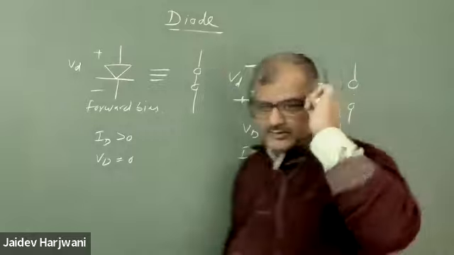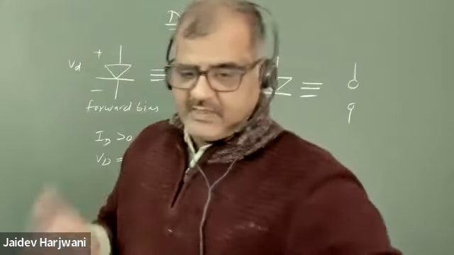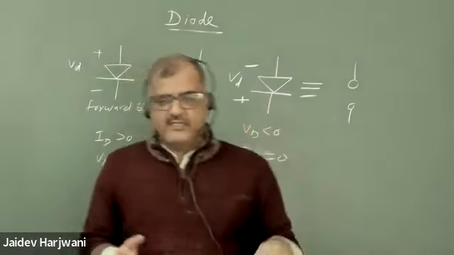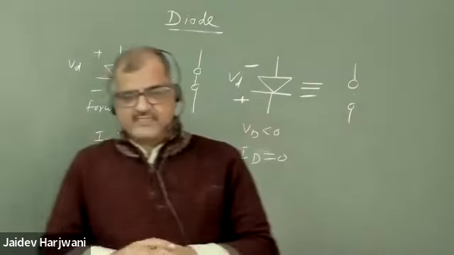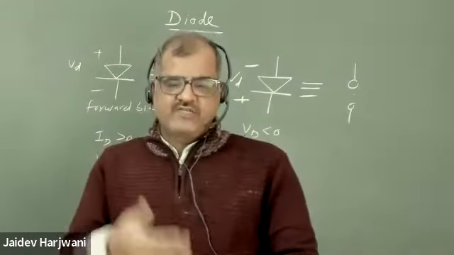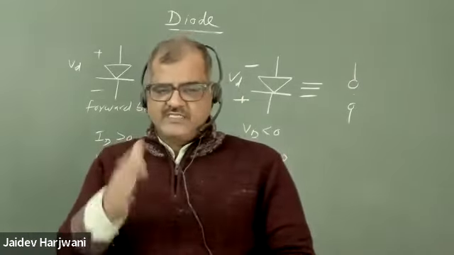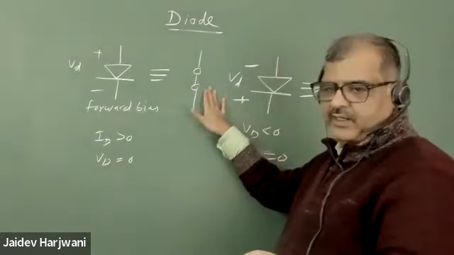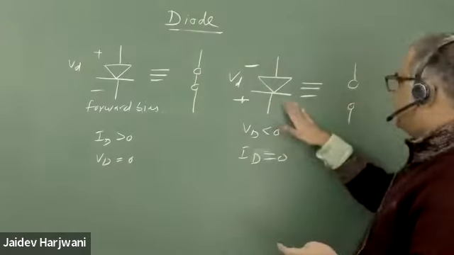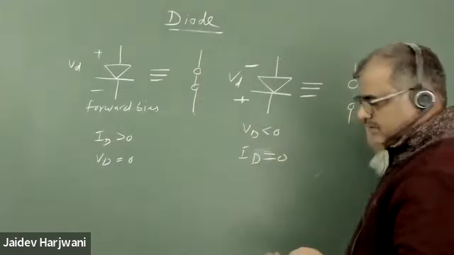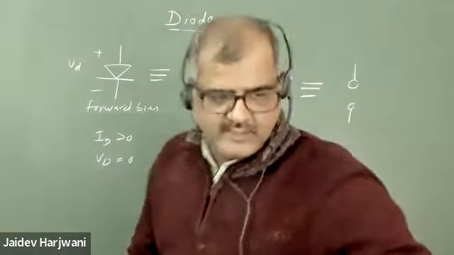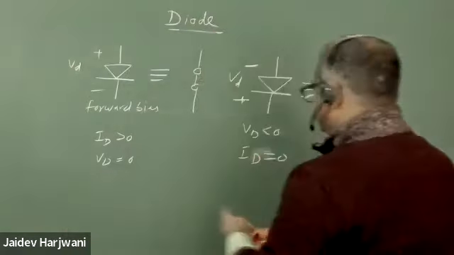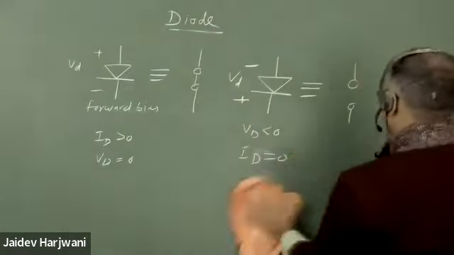Any question? So whenever I use a diode in a circuit, you have to first find whether the diode is forward biased or reverse biased. Once the diode is forward biased, I will make it a short circuit, and if the diode is reverse biased, I will make it open. Let me demonstrate this by example. We are doing the ideal diode model.